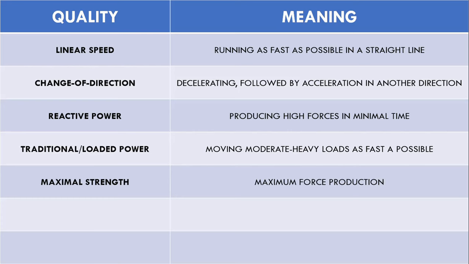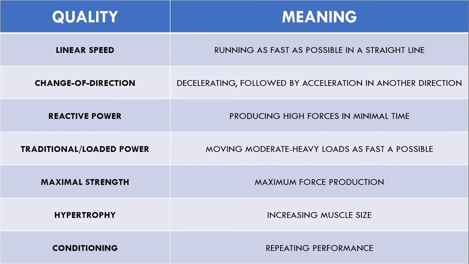Maximal strength is the next quality, which simply refers to maximum force production. Another trainable quality is hypertrophy, which refers to muscle growth. Some athletes may seek to enhance muscle size for their sport. And lastly, we can also include metabolic conditioning or endurance training. This refers to improving the repeatability of an exercise.